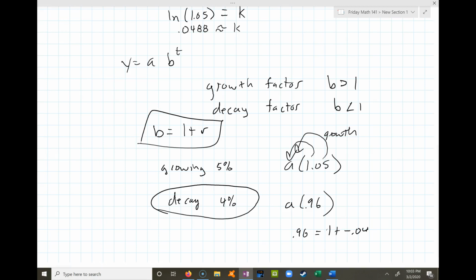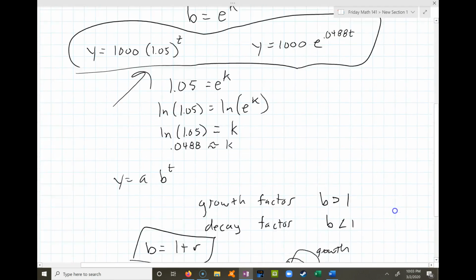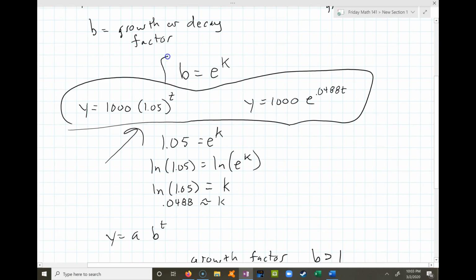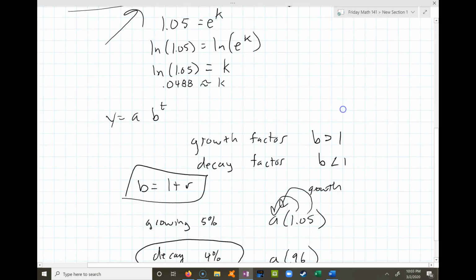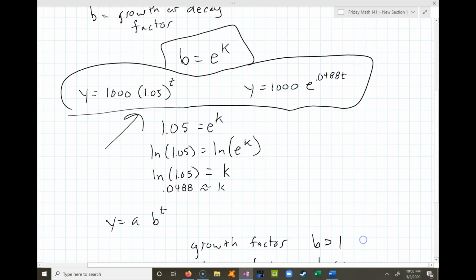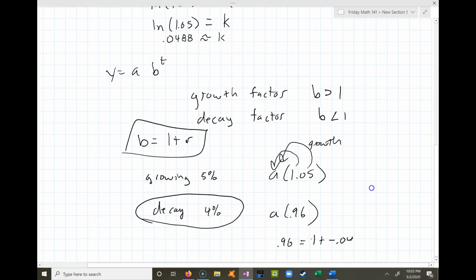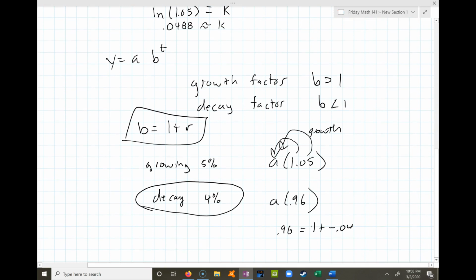So that's the basic idea of these things. You should be able to switch back and forth between the two using this relationship right here, and you should be able to understand that a is the initial value, which means it's where I start, and recognize a growth factor from a decay factor, and finally know how to get a growth factor or decay factor from a growth rate or decay rate.